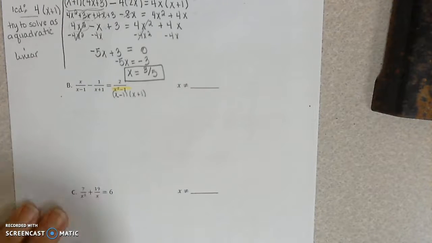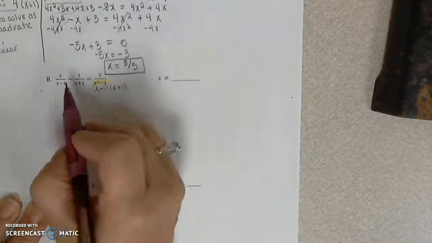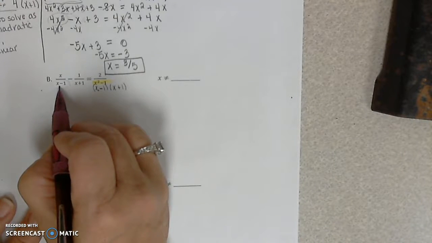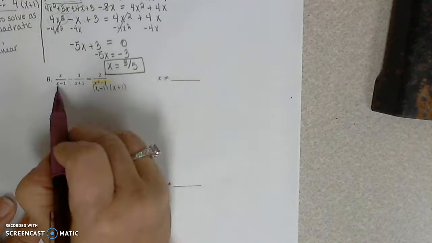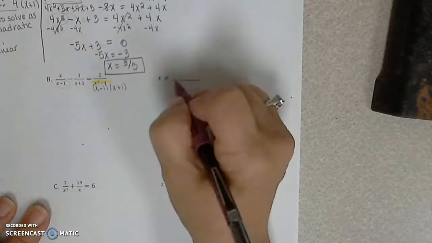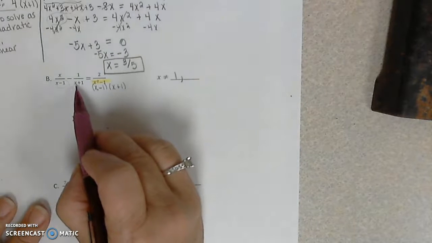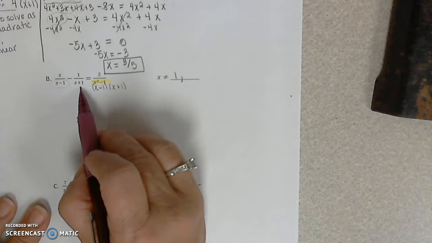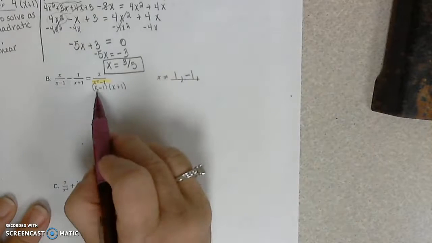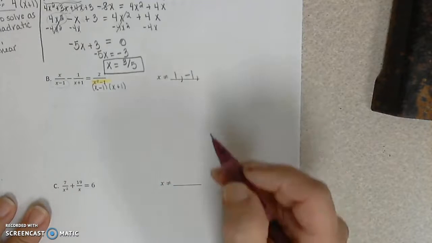Okay, let's get started. Remember, find your restrictions for x first. So right here, what would keep this denominator from equaling 0? If x were 1, 1 minus 1 would make that 0. We can't have that. So x can't be 1. Here, what plus x would make that denominator 0? And I hope you can see that would be a negative 1. And here the 1 and the negative 1 still ring true. So we're done with that step.